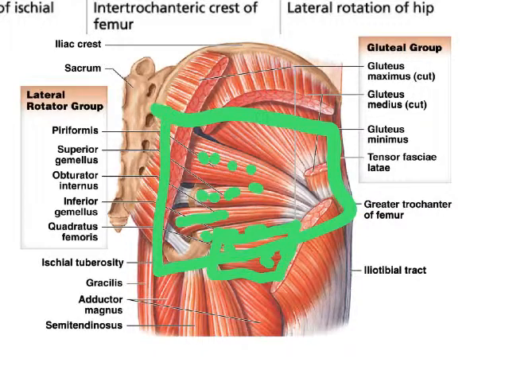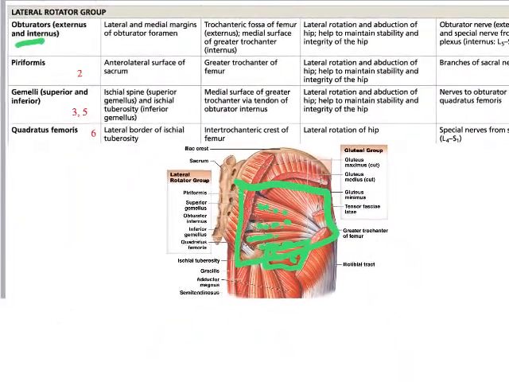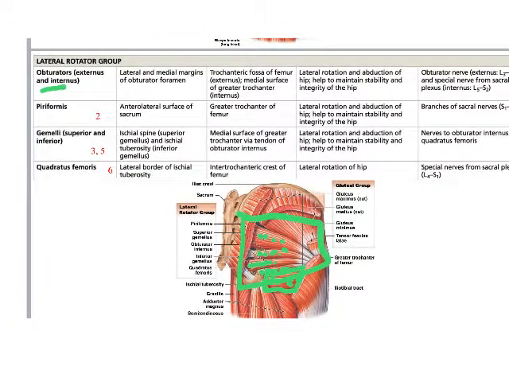So your main job will be keeping them in order from superior to inferior, starting with piriformis, and then superior gemellus, and then obturator internus, then inferior gemellus, and then quadratus femoris. So again, intermediate depth and running in a transverse line.